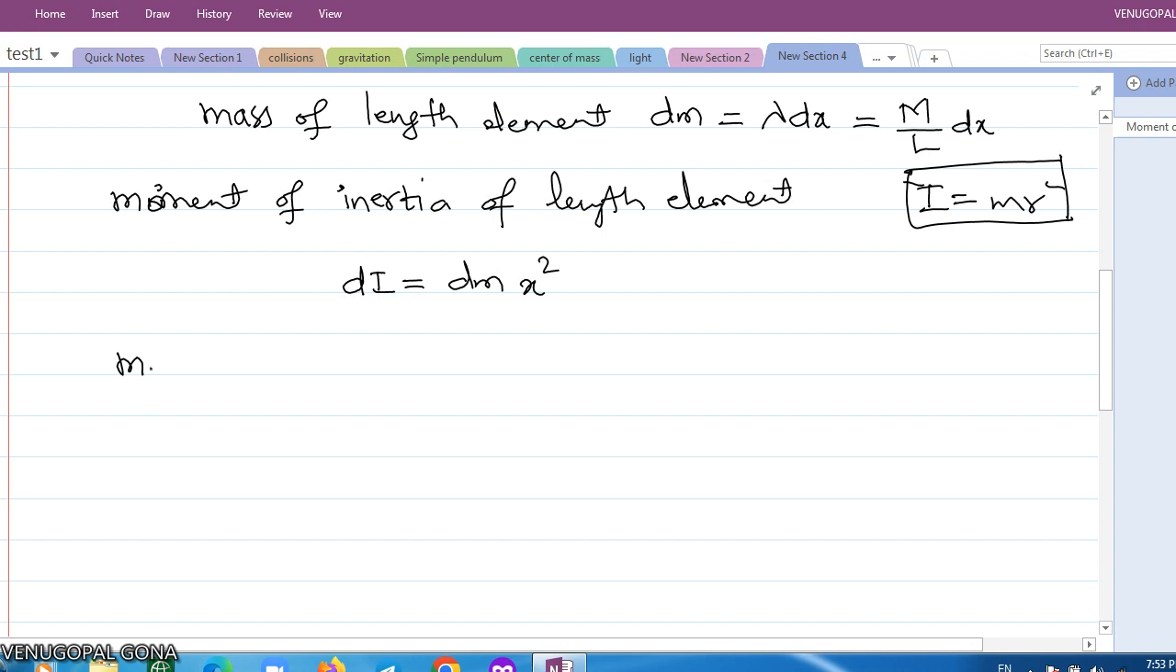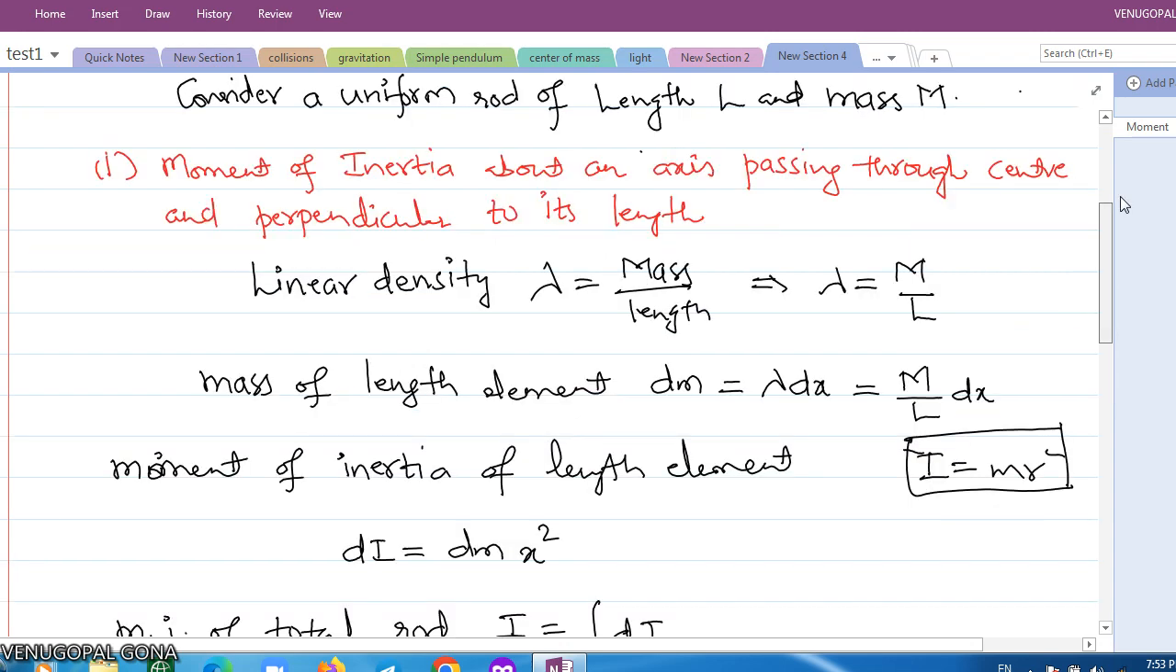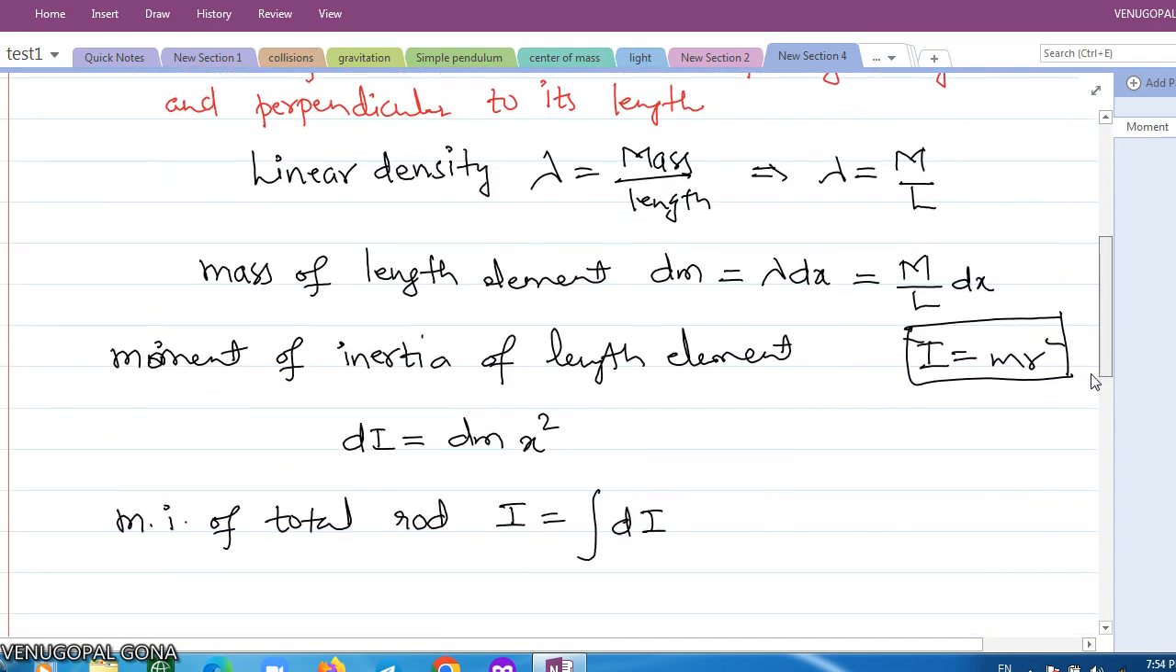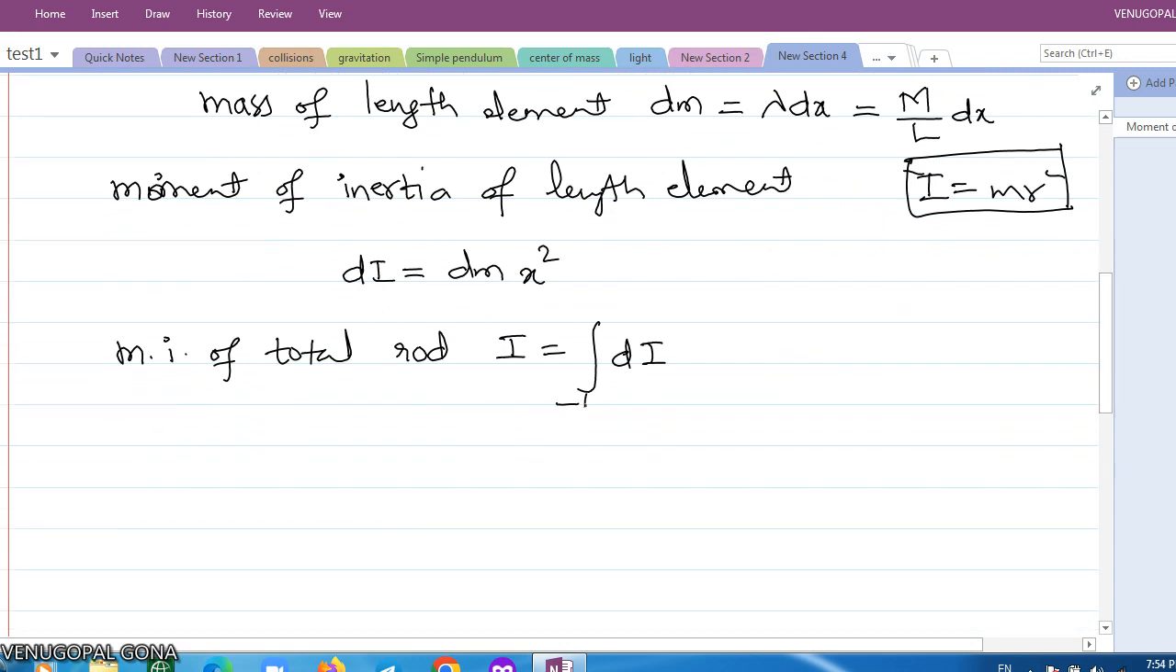Now if you want the total moment of inertia of the total rod, what do we have to write? I equal to the integration of dI. But what are the limits to be taken? Limits are very important in this. You can see the rod extends from where to where? Minus L by 2 to plus L by 2. So the limits are from minus L by 2 to plus L by 2, and I am writing the dI value, that is, integration from minus L by 2 to plus L by 2 of dm x square.